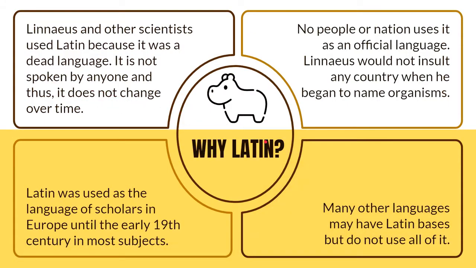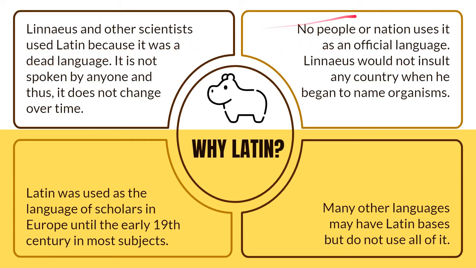So out of all languages, why did Linnaeus choose Latin? Okay. So Linnaeus and other scientists used Latin because it was already a dead language. Latin was the official language of the Roman Empire, and around this time, the 1700s, there's no more Roman Empire. So Latin is already considered a dead language. It is not spoken by anyone, and so the meaning will not change over time, okay? There's no more civilization that uses Latin on a daily basis. Some can use it in writing, but not in normal regular conversation. So that's one of the major reasons.